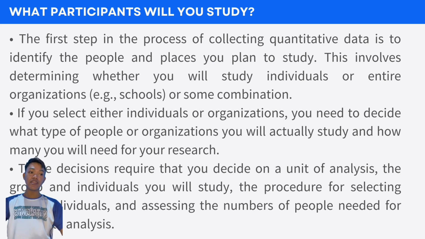So you should identify the people and places that you plan to study, and then determine how many you will need for your research. These are the decisions that you have to make. After that, you need to decide on a unit of analysis, whether, for instance, you select a particular organization or a school, and then you select a unit from that school for the respondents of your research.